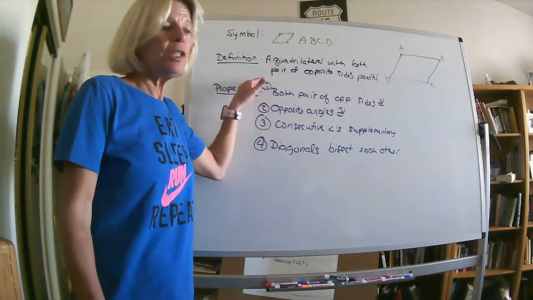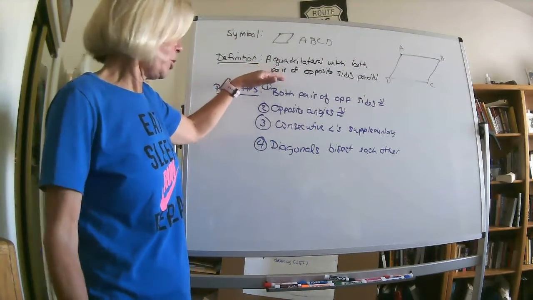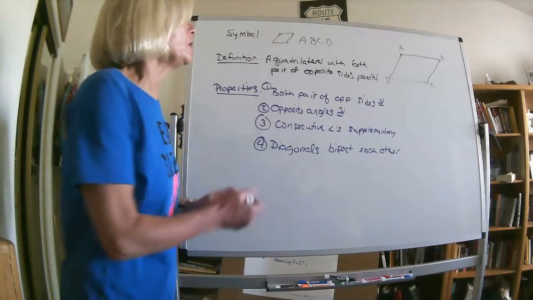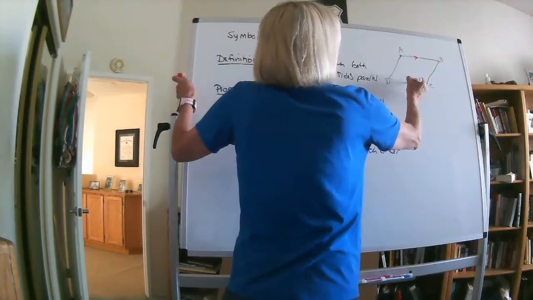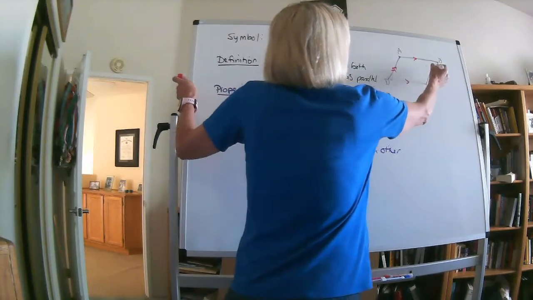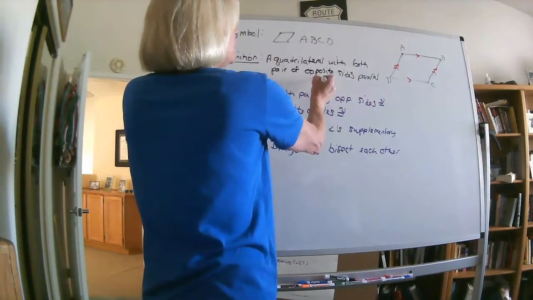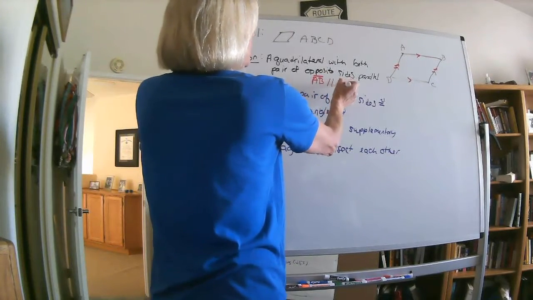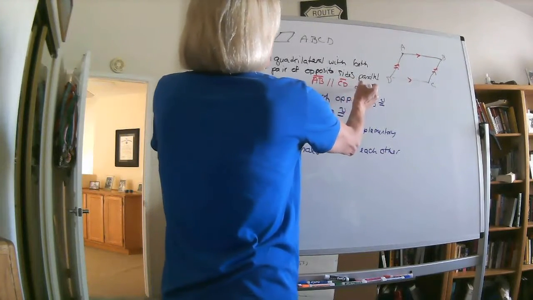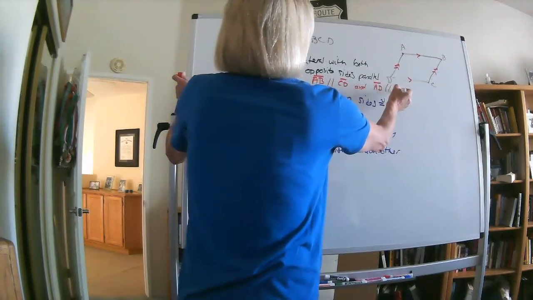The definition of a parallelogram is a quadrilateral with both pairs of opposite sides parallel. So I notate that with the arrows. And what that means in this case is that segment AB is parallel to segment CD, and segment AD is parallel to segment BC.